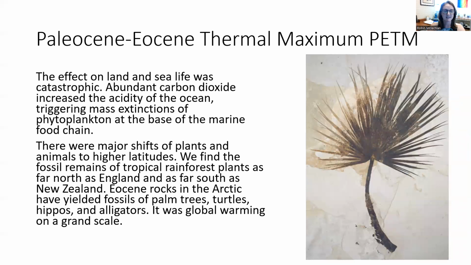Now, the effect on land and sea life was catastrophic during the PETM. Abundant carbon dioxide caused the oceans to become acidic. It triggered mass extinctions of phytoplankton. Because phytoplankton are at the base of the food chain, it had cascading effects where each trophic level above that was also impacted because its food source went away.